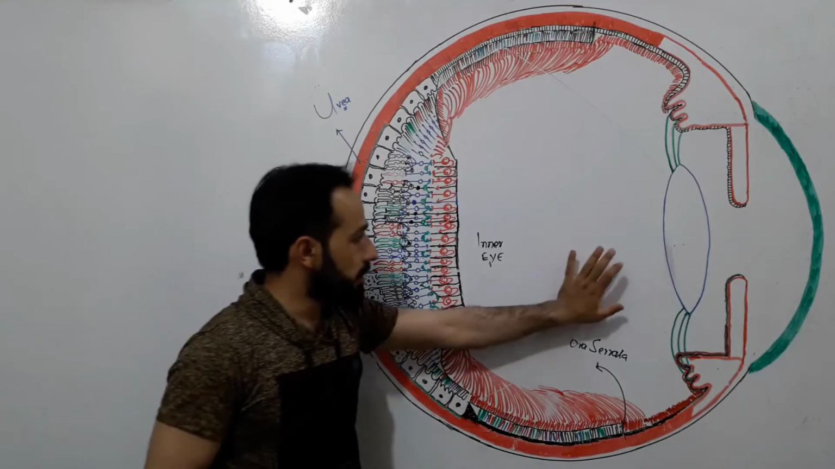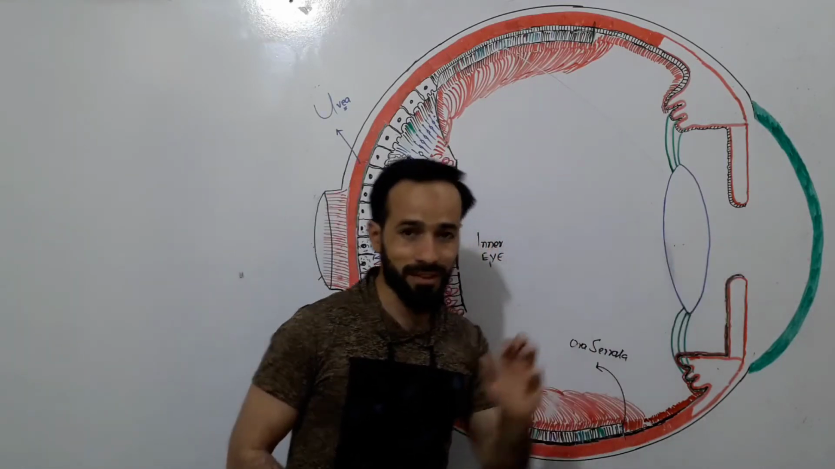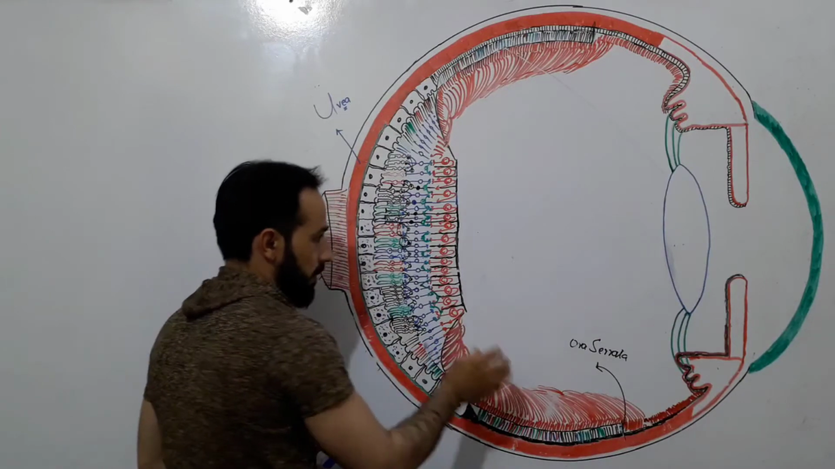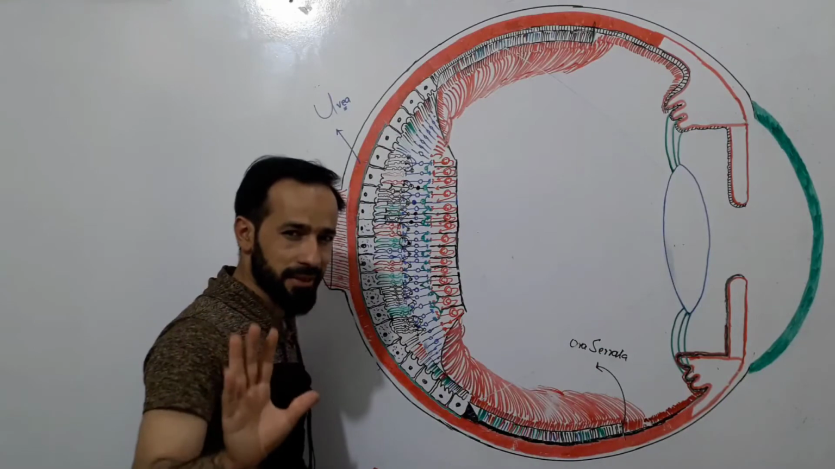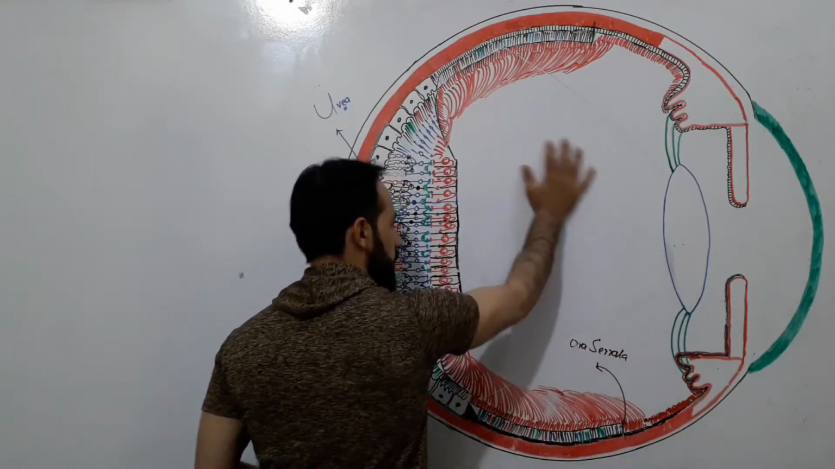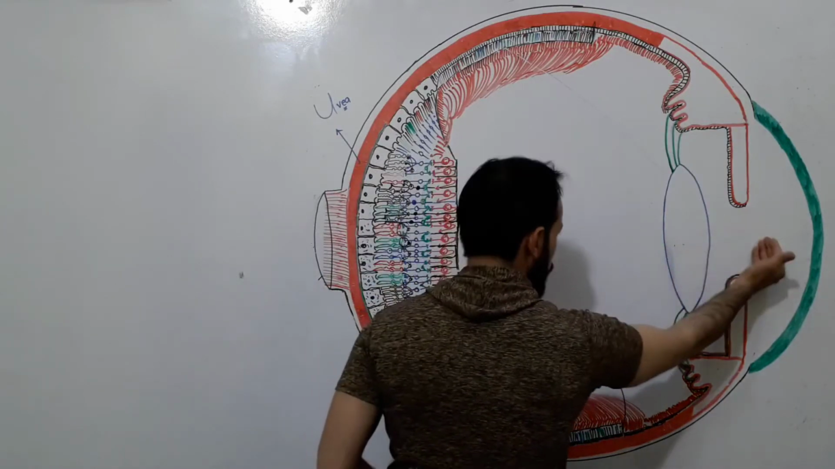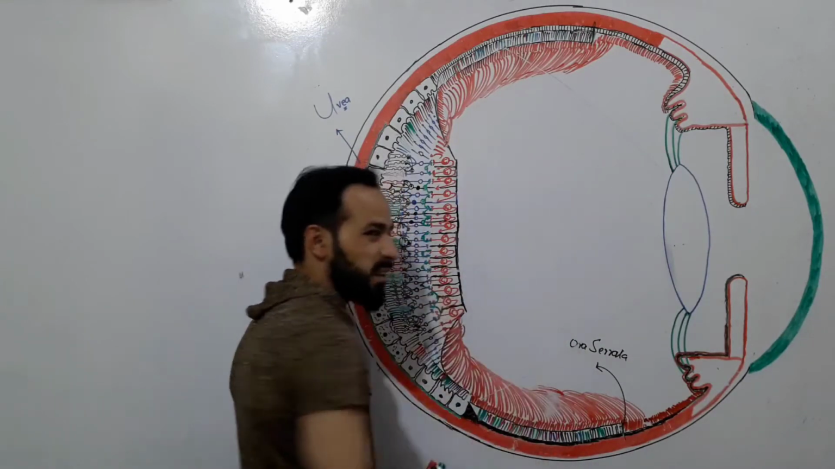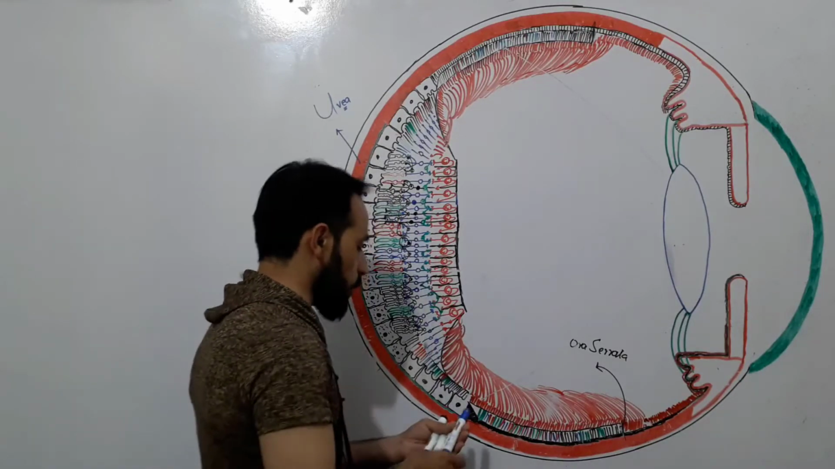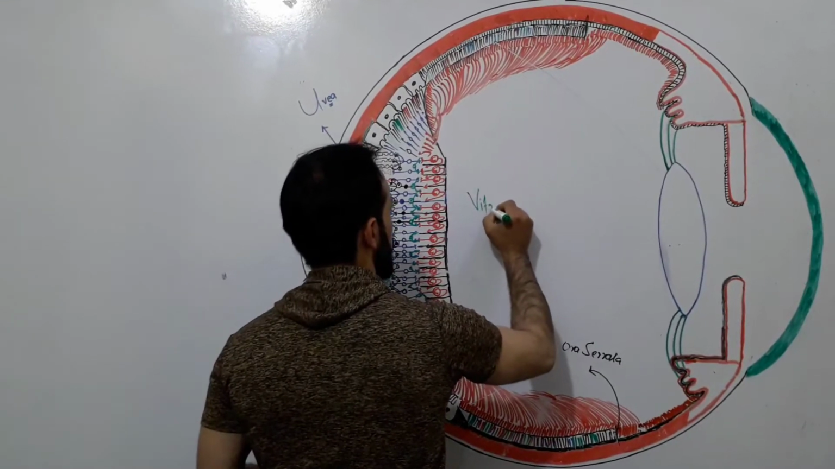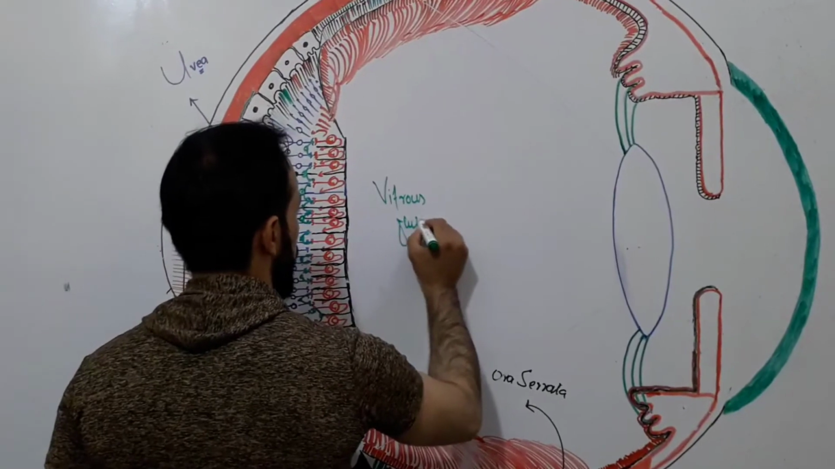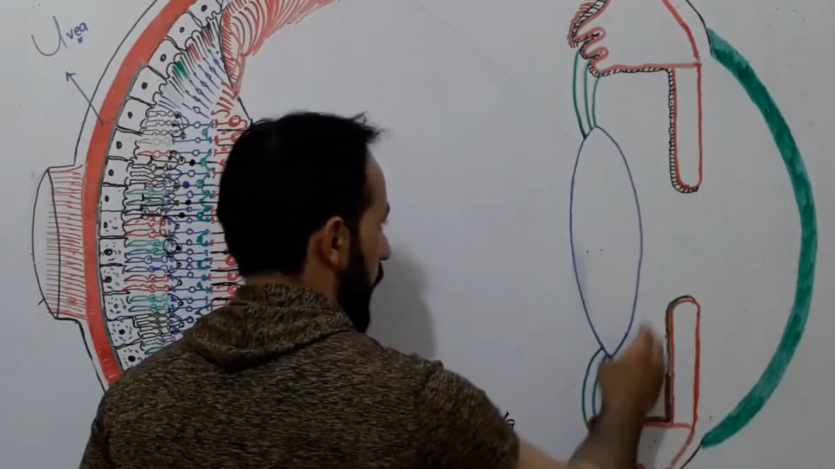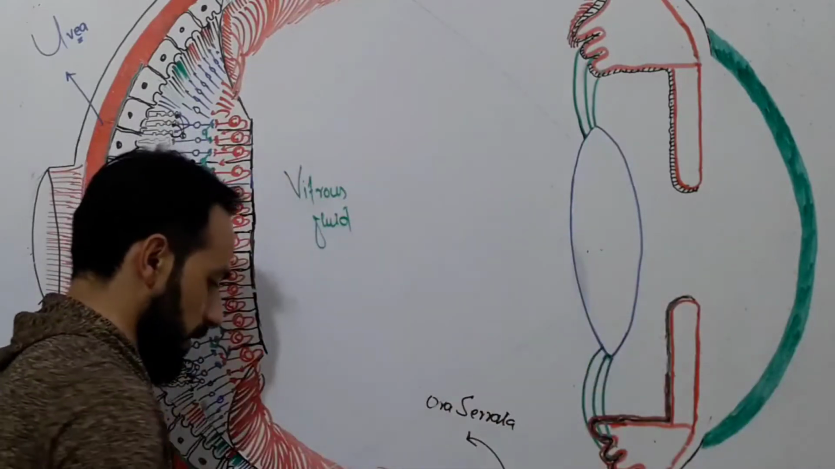Now inside the eye, we have two fluid systems, right? One fluid system is present behind the lens, and one fluid system is present in front of the lens, behind the cornea. The fluid system present behind the lens is a viscous proteinaceous fluid, called vitreous fluid. And the fluid present in front of the lens and behind the cornea, in this aqueous chamber, is called the aqueous fluid.